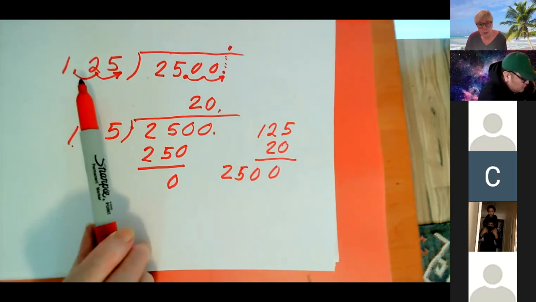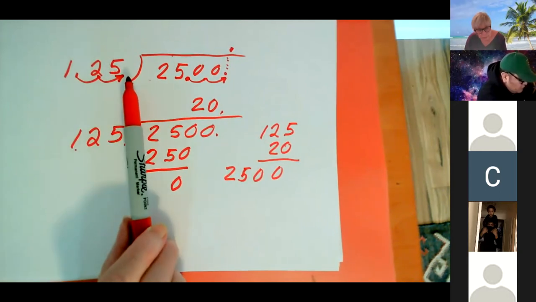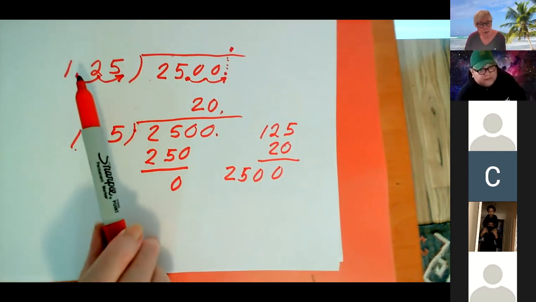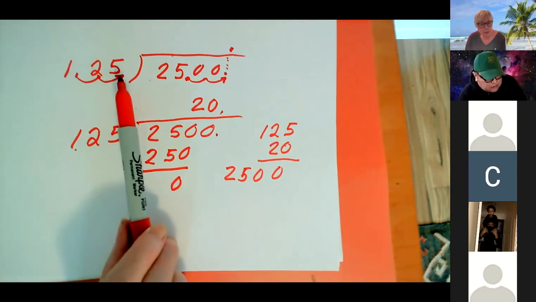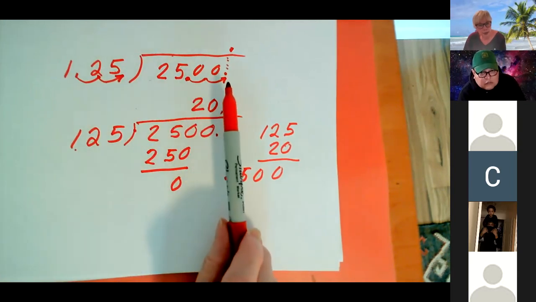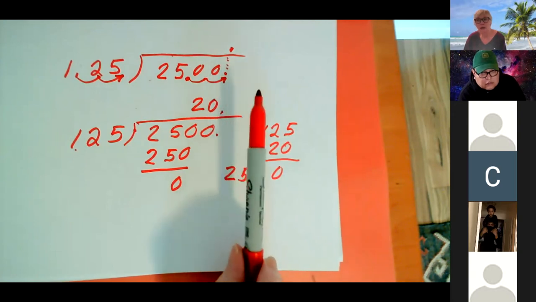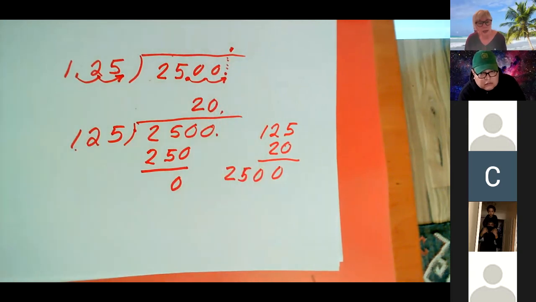So if the number you're dividing by has a decimal in it, you've got to shift it that many places and do the exact same number of places over here. Any question about that one?